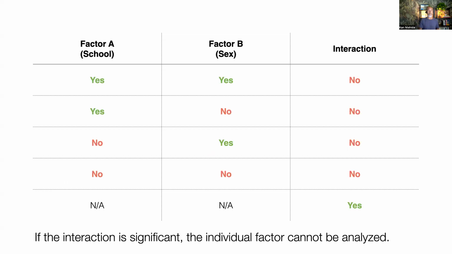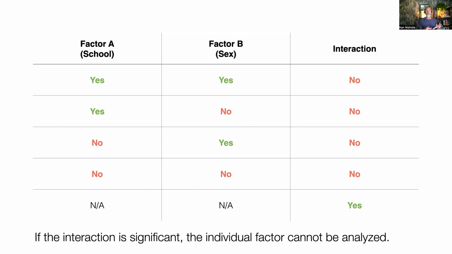Now the second case: the school is significant but not sex, and there's no interaction. In that case, you can just analyze the school. The third one is that only sex is significant but not school, and there's no interaction. The fourth one is that both of them are not significant, and the interaction is also not significant. So all of them are not significant, and there's not much you can do there. And then the last one is that the interaction is significant.